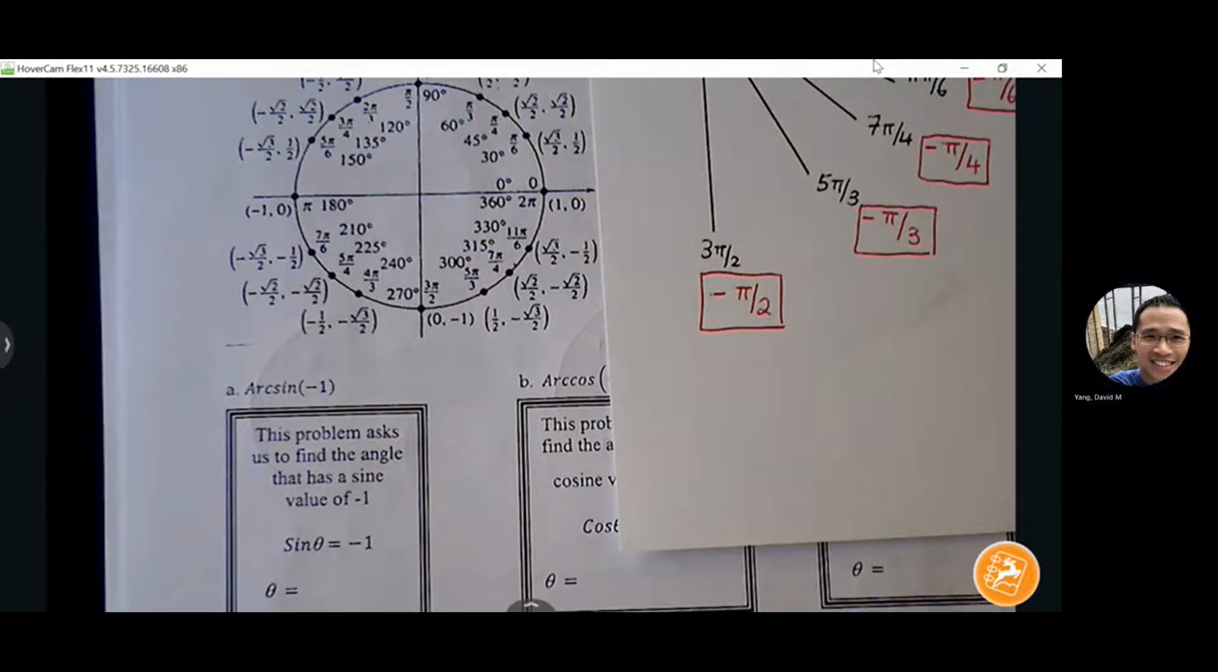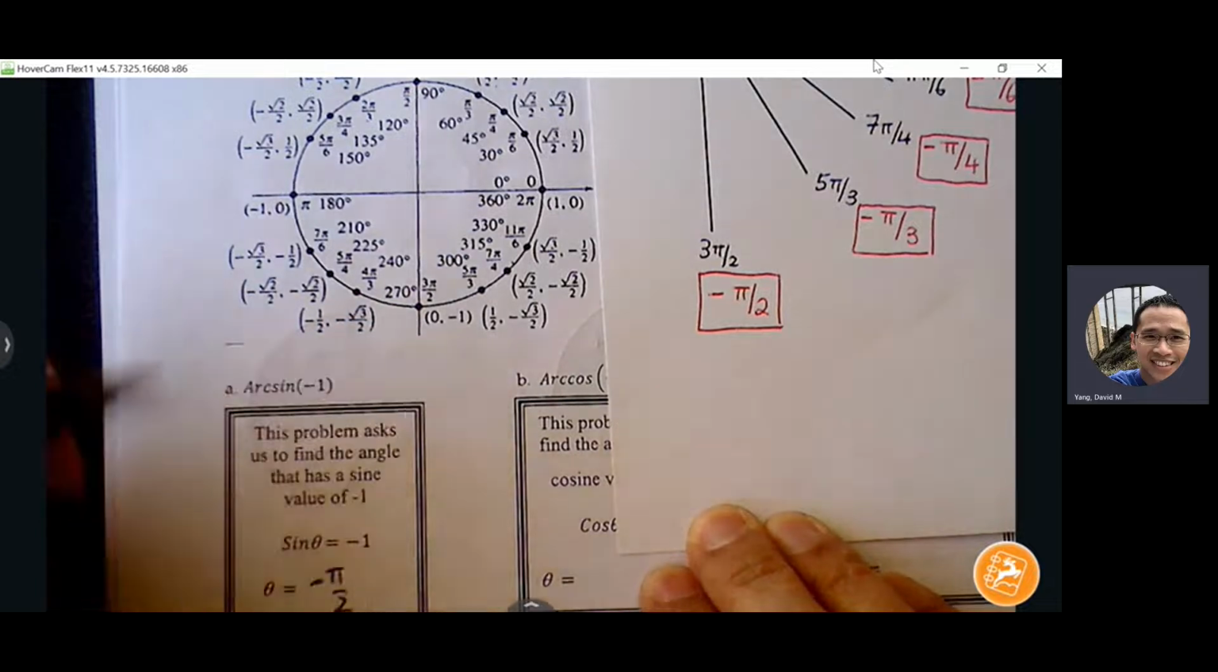Or let me ask you this. What's sine of 3 pi over 2? Negative 1, right? Basically I'm asking, sine of what angle measure is equal to negative 1, and we're just looking at the unit circle and working backwards, right? So we're trying to find theta, and we found theta is 3 pi over 2. But we have to make an adjustment because of our restriction, so we say negative pi over 2. Okay with that? Okay. So theta is equal to negative pi over 2.